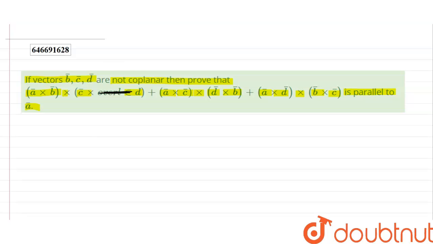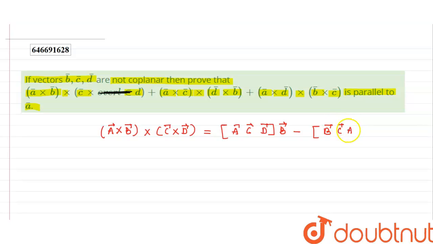At first you have to write down the basic formula. You just write down that A cross (B cross (C cross D)) can be written as the box [A, C, D] times vector B minus the box [B, C, A] times vector D. Okay, with the box outside being the dot of D with A.